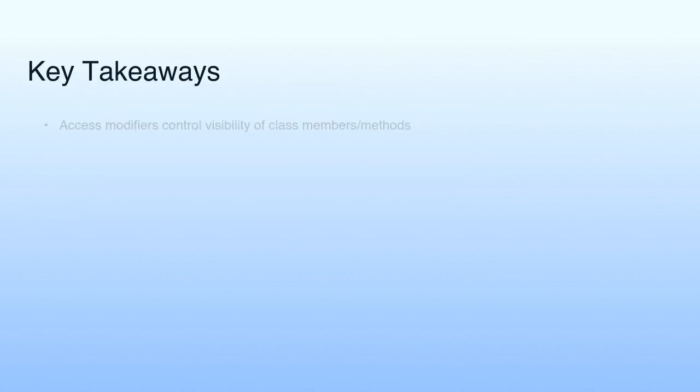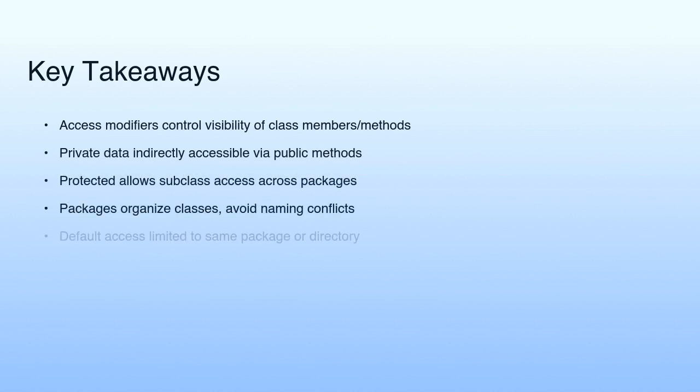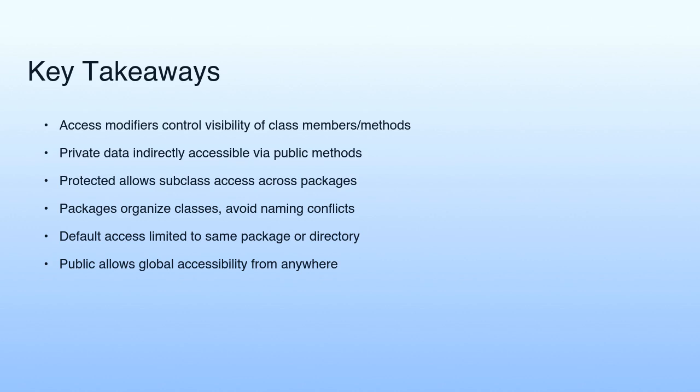In summary, access modifiers control the visibility of class members and methods, with private data indirectly accessible via public methods. Protected allows subclass access across packages, while the default access is limited to the same package or directory. And public allows global accessibility from anywhere.